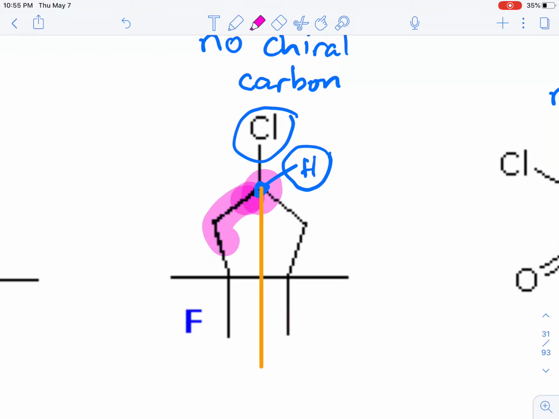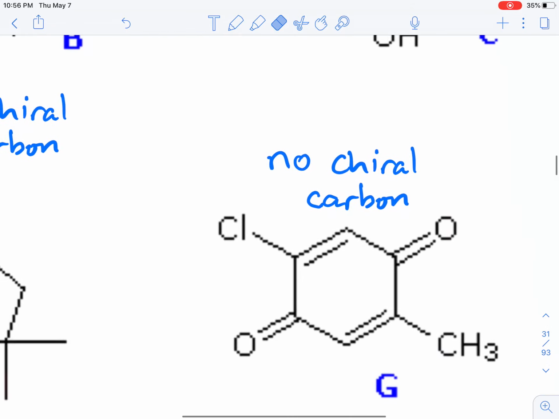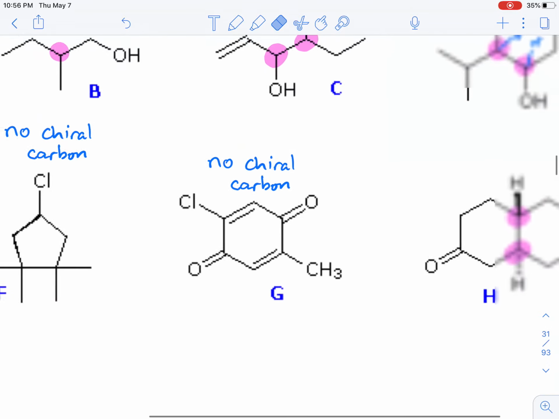and if I were to look on the left and right side of this orange line that I just made, I want you guys to note that both the green and the red highlight are exactly the same. And so because there's symmetry in this cyclic ring, the carbon that I've highlighted in pink is achiral. It is not chiral. So overall, there are no chiral carbons for letter F. Same thing for letter G.